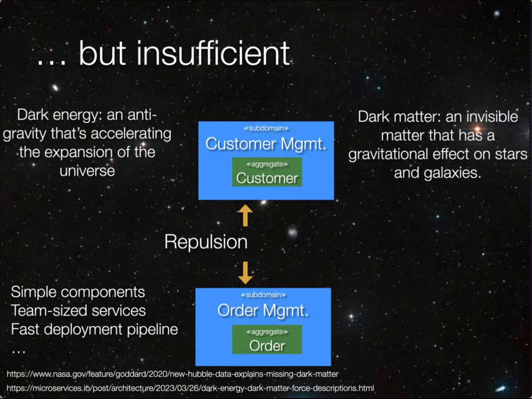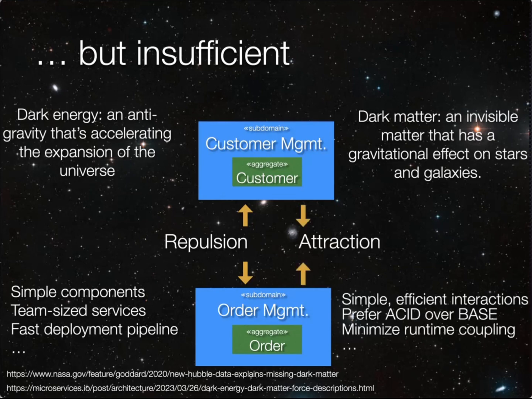And the metaphor for that is dark matter, which is another concept that astrophysicists invented to explain observations. That's an invisible matter, which apparently comprises 85% of the universe that you cannot see, and you can only see indirectly through its gravitational effect on stars and galaxies. And that's the metaphor for the attractive forces that encourage you to put subdomains together. Interestingly, that's a lot to do with coupling between subdomains, where you want to put subdomains that are coupled together inside the same service.